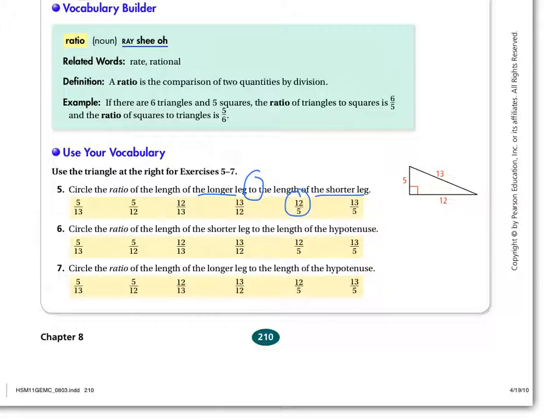Agreed? So then number 6, circle the ratio of the length of the shorter leg to the length of the hypotenuse. So what's the shorter leg? 5. And the hypotenuse? 13. So that would be the first one. Circle the ratio of the length of the longer leg to the length of the hypotenuse. So the longer leg is what? 12. And the hypotenuse? 13, and so there's your ratio. And the reason why we did that is because you just did sine, cosine, and tangent without realizing it. So let's look at the next page.